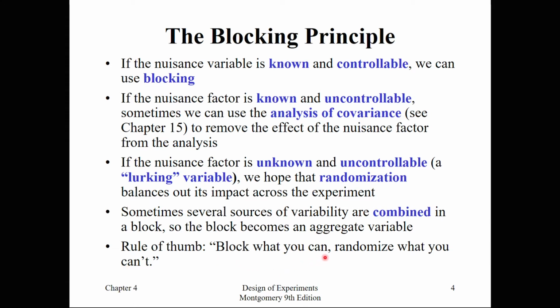Block what you can doesn't mean sell your farm and your house and your firstborn child to block every variable possible. It means block what you reasonably can or should, maybe the big ones or a big nuisance variable, and then randomize the rest. And why do you want to randomize the rest? It's so that you make sure you're tuned into that correct TV program and that there are no lurking variables impacting your analysis. So block what you can, randomize what you can't.